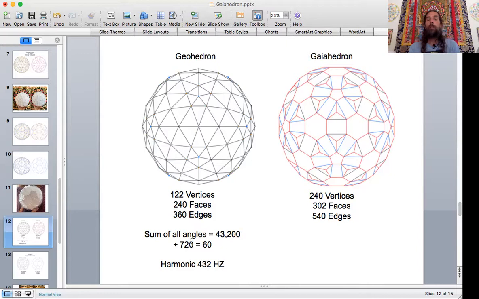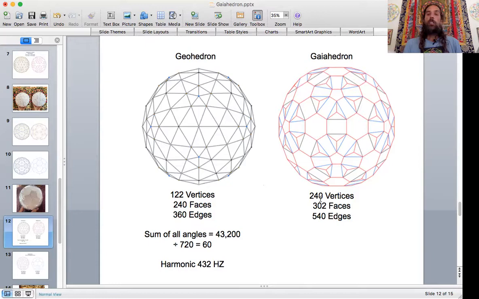So when I divided the Geohedron by that, it comes up to 60, which is cool too, because that relates to the base 60 mathematics, which I was talking about in that pentagon hexagon fusion earlier. So this is the 60th part of his sequence that he was working on, at least the Geohedron is the way I see it.